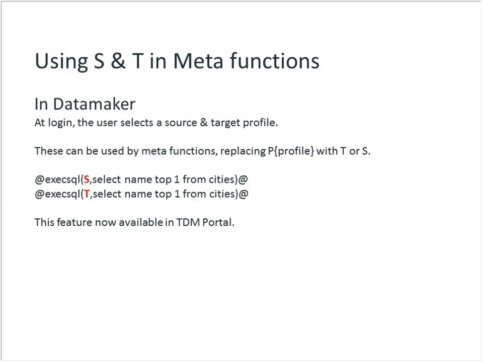So for some reason this says data maker, but it's exactly the same in Portal. So in this example, the select name would take the data from whatever the source profile is, and the second one will take it from whatever the target is selected as. So if I grab the screen, I can give a little demo.